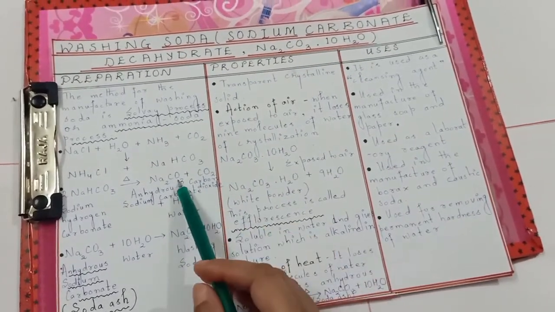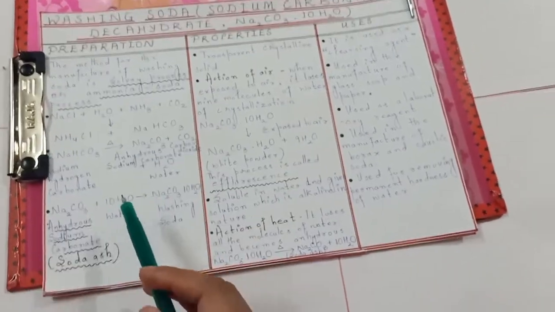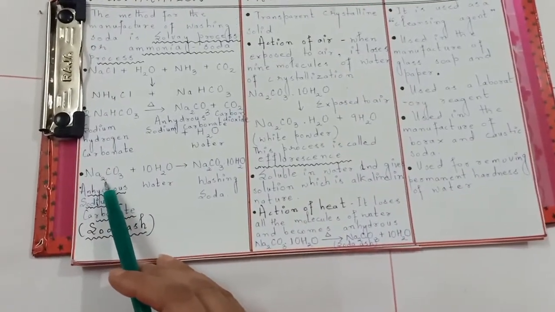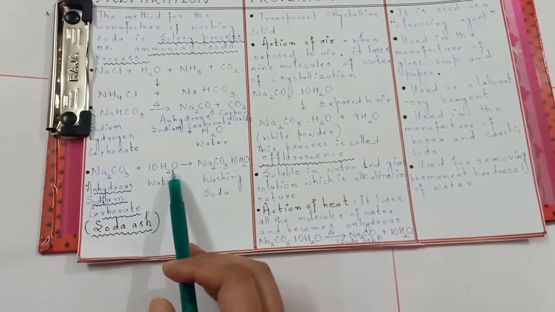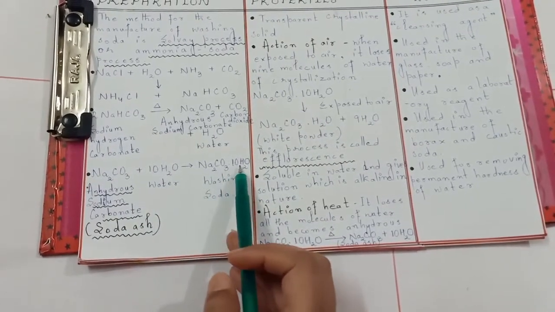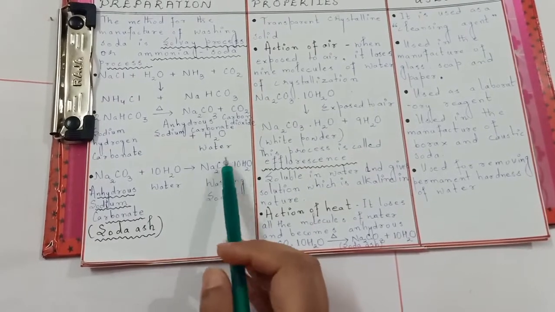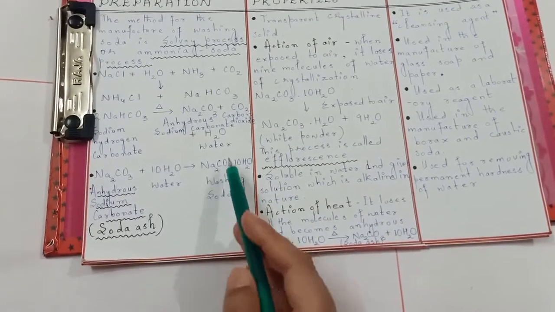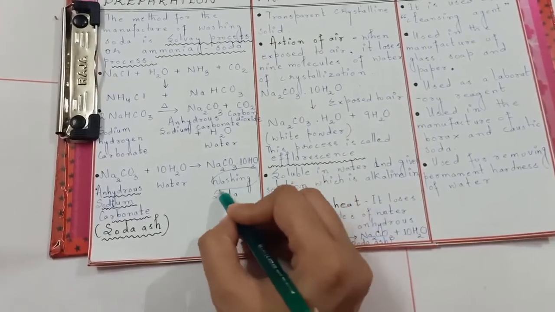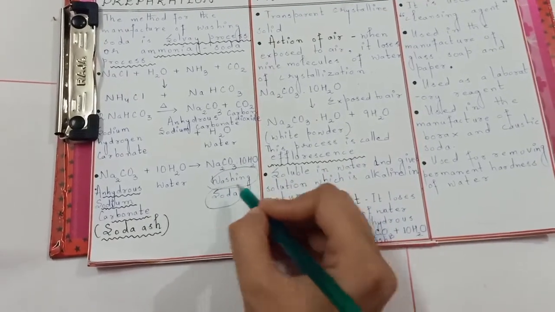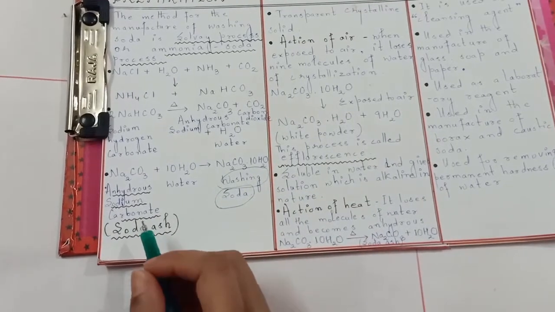Now the next step regarding the preparation method of this compound is to mix this sodium carbonate with 10 molecules of water of crystallization. Now this will be attached, or chemically bonded, with this molecule of sodium carbonate, resulting in the formation of washing soda. Now you are getting the compound which we were aiming at.